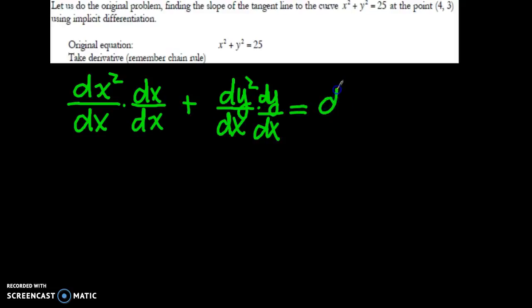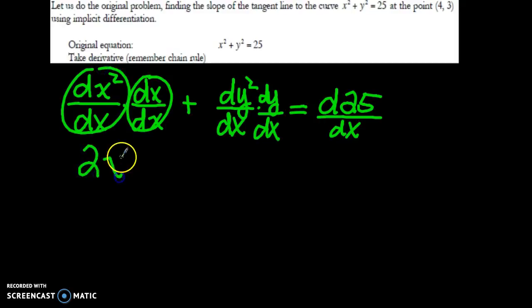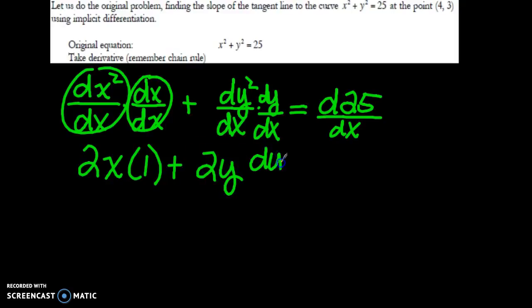And the derivative of a constant with respect to x. Okay, so just finishing it out, we remember the derivative of x with respect to itself always equals 1, and taking the derivative of this part is just simply 2x times 1, and we got 2y times dy dx equals 0. Keeping in mind, this is what we're trying to solve for right there, dy over dx.